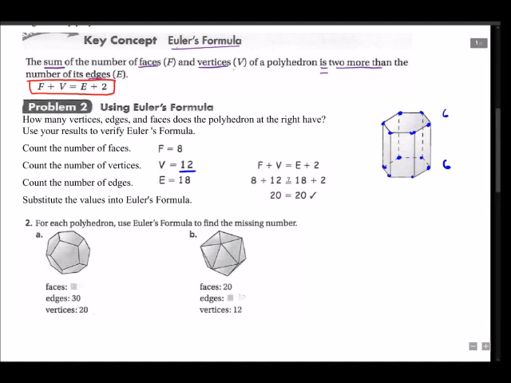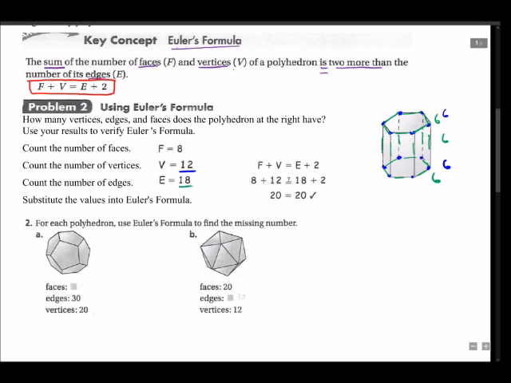I'm just going to start on the top and work my way around. 1, 2, 3, 4, 5, 6 there. And now I'm going to go around the middle. 1, 2, 3, 4, and there's 5 and 6 in the back. And then go around the bottom. 1, 2, 3, 4, 5, 6 more around the bottom. So that gives us 18.